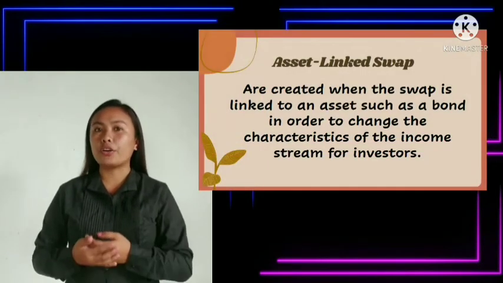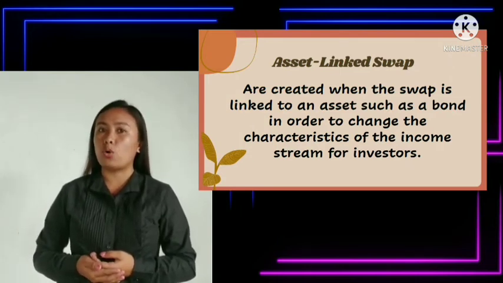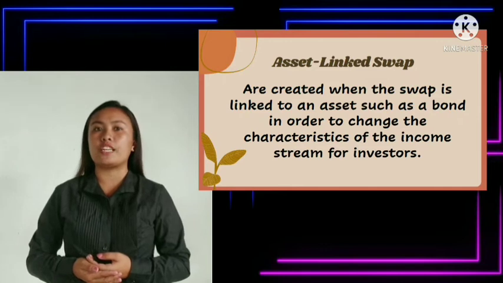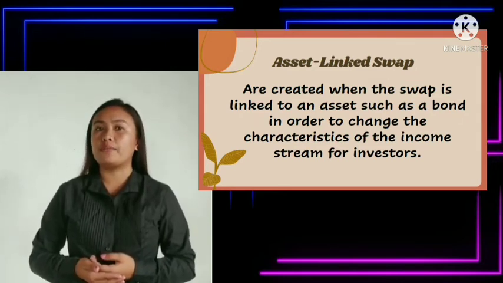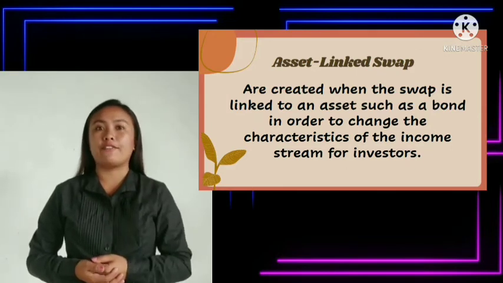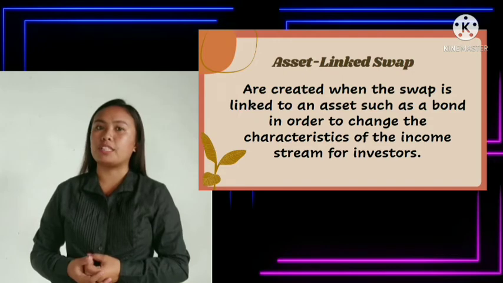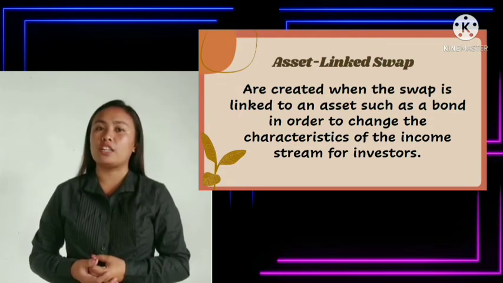Asset-linked swaps are created when the swap is linked to an asset, such as a bond, in order to change the characteristics of the income stream for investors. This is also a derivative contract between two parties that swap fixed and floating assets. The transactions are done over the counter based on the amount and terms agreed upon by both sides of the transaction.